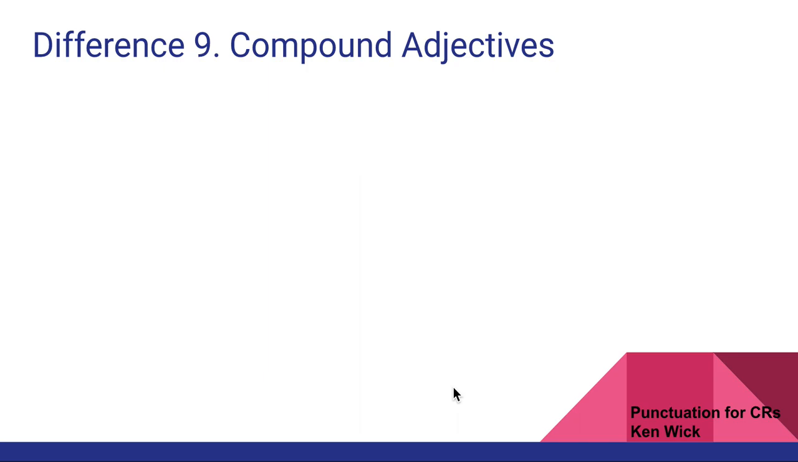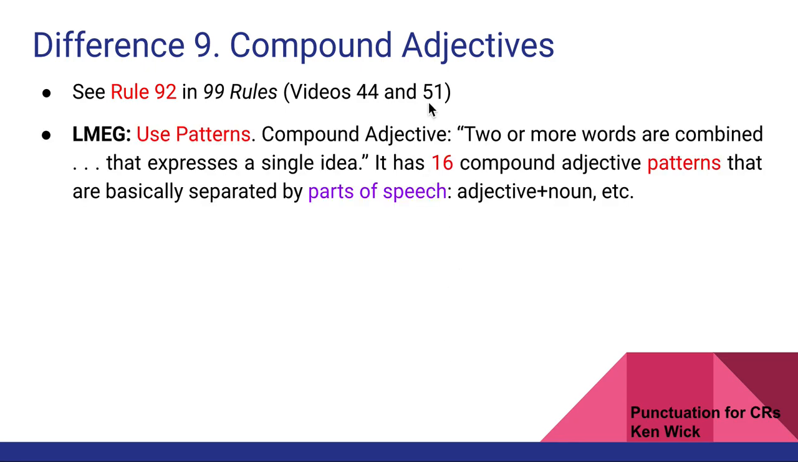Difference number 9 is compound adjectives. Rule number 92 in the 99 rules, see video number 44 and 51. Where actually I think videos 51, 52, 53, and 54 are all about compound adjectives, I believe. I can't go over this one in detail, but the main difference is LMEG and the BGGP handle compound adjectives completely different.